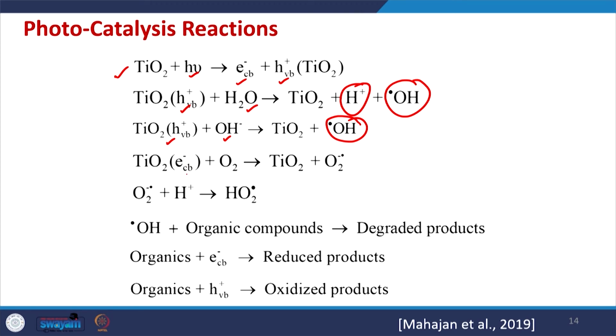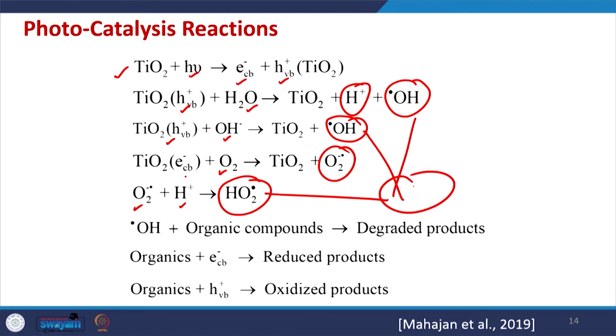Similarly, the electron in the conduction band interacts with oxygen which may be dissolved in the water to form this particular ion, and this ion again reacts with H plus to form another radical. So, these are the different possibilities of radical formation. All these radicals which are formed are called reactive oxygen species, and now these will react with organic compounds and degrade them.